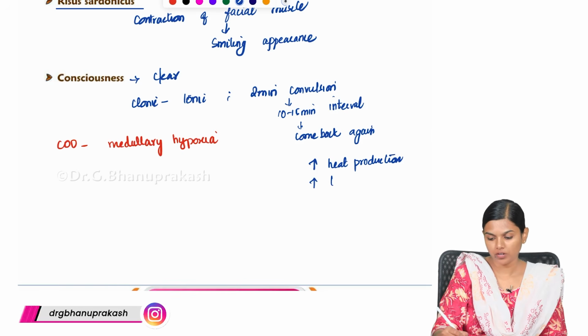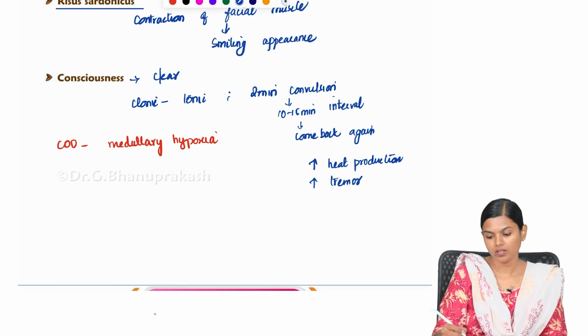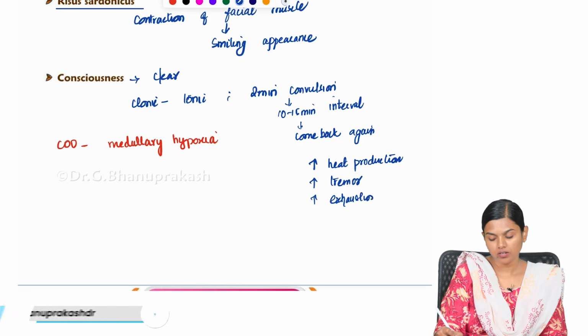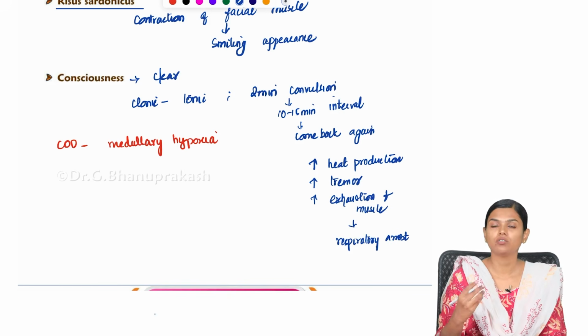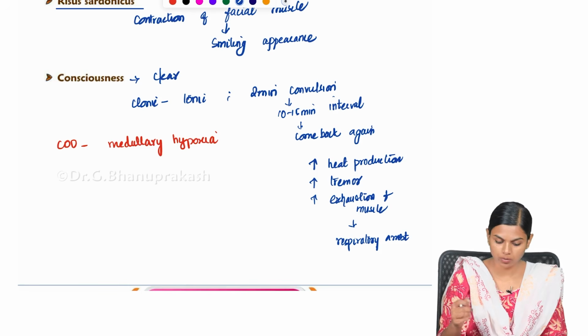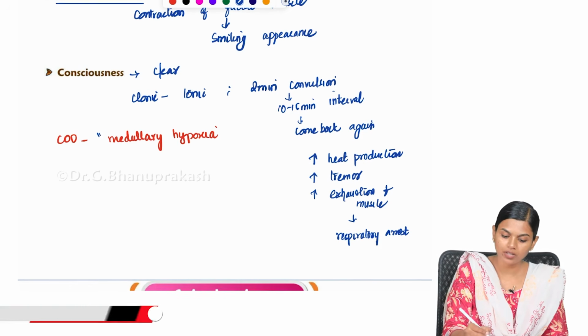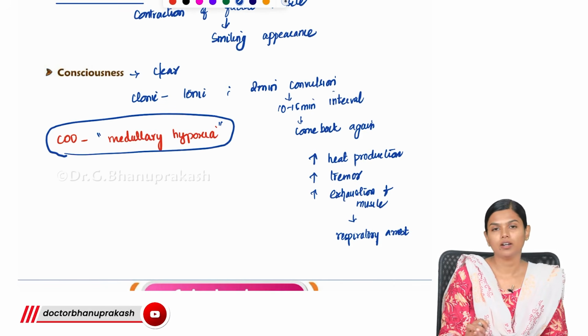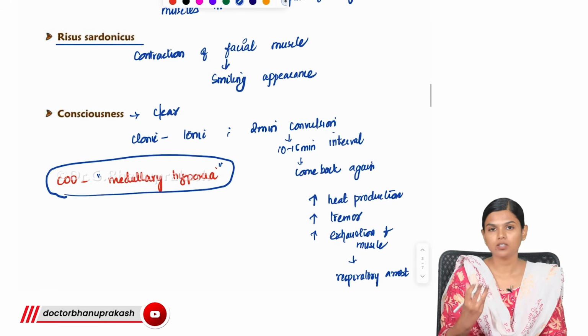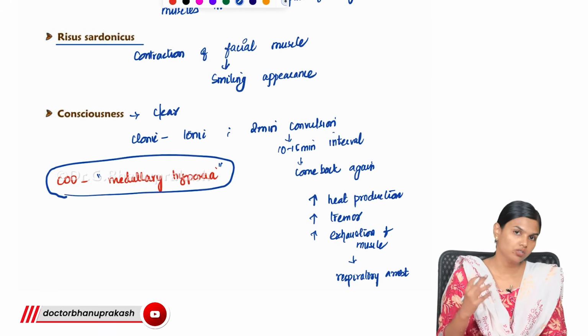There will be tremor and there will be exhaustion of muscles, and eventually there will be respiratory arrest. Because of the contraction of the respiratory muscles, there will be respiratory arrest, and there will also be medullary hypoxia in few cases, which will result in death. So these are the signs and symptoms that you usually get to see in these cases.